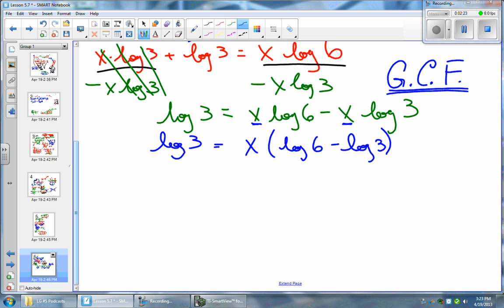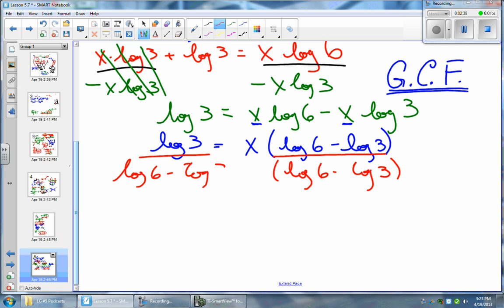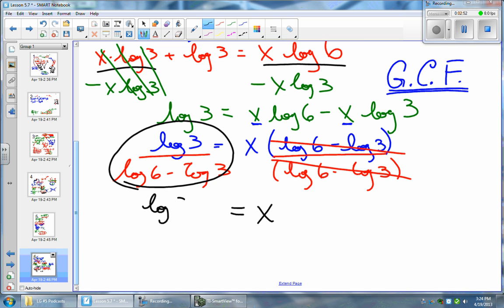Now what do you do? Well, remember, this is just a number. So guess what? Divide both sides by log 6 minus log 3. And look what you have. Look at this. That cancels with that, leaving you, of course, with x equals... Wow. What is x equal to? This whole thing: log 3 divided by log 6 minus log 3.